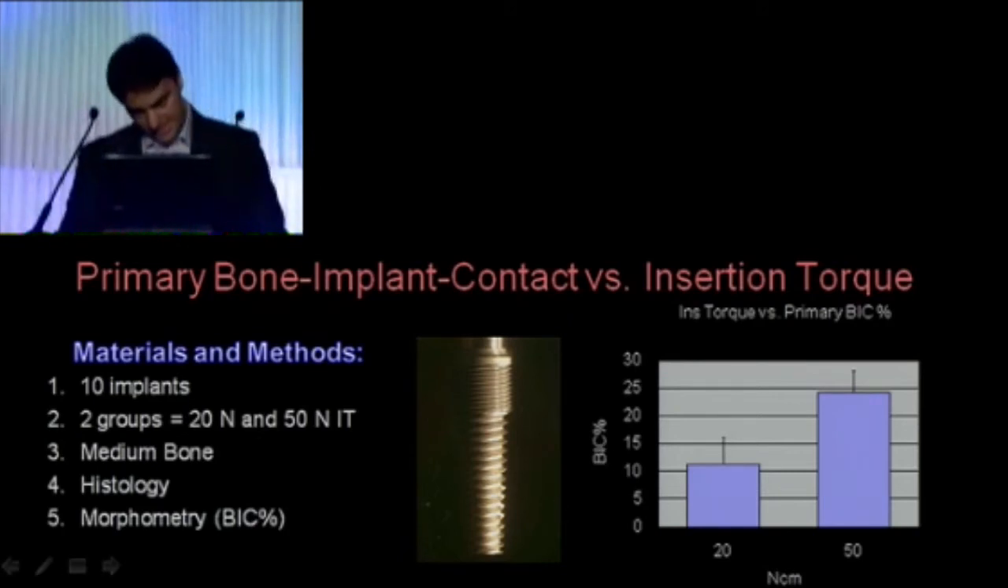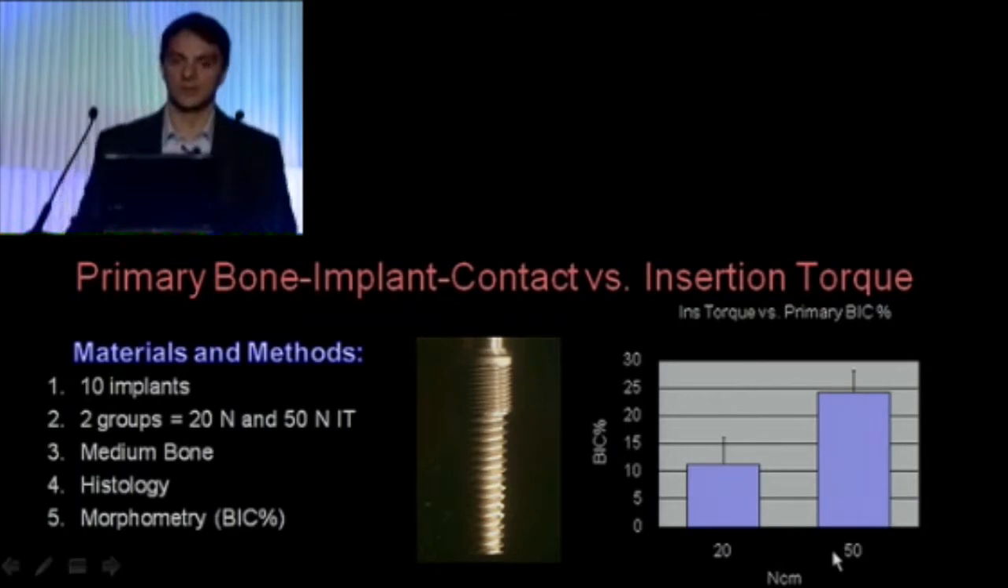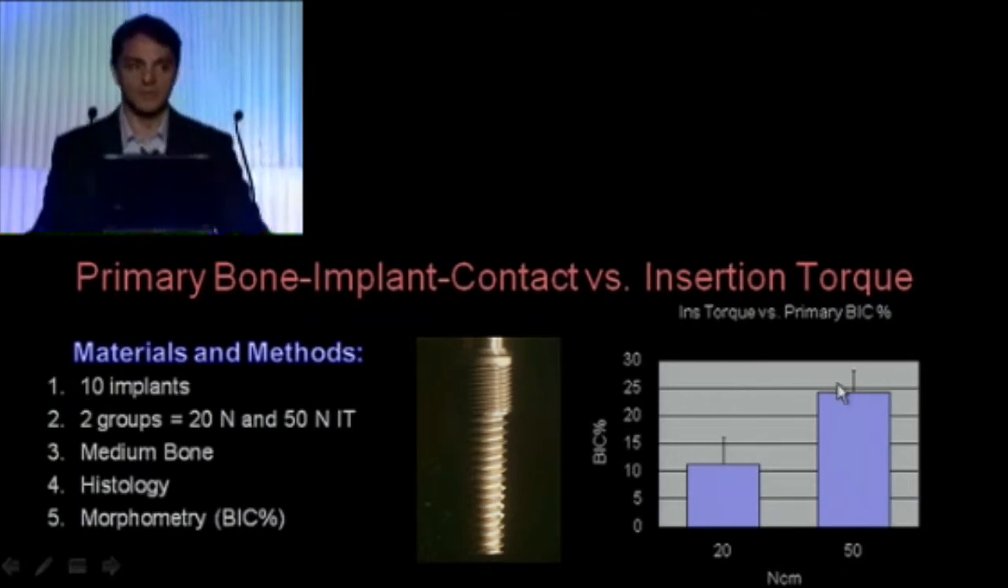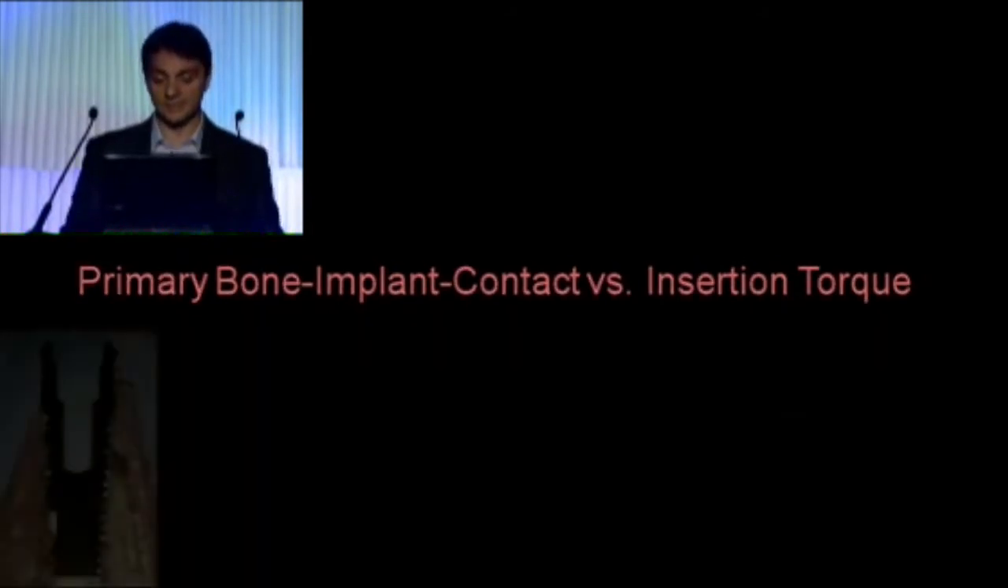And here you can see that using 20 Newton torque with this implant geometry in medium bone, you can end up with 10% primary bone contact, which is quite low. If you use 50 Newton insertion torque, then you more than double primary bone connection, which means better primary stability.